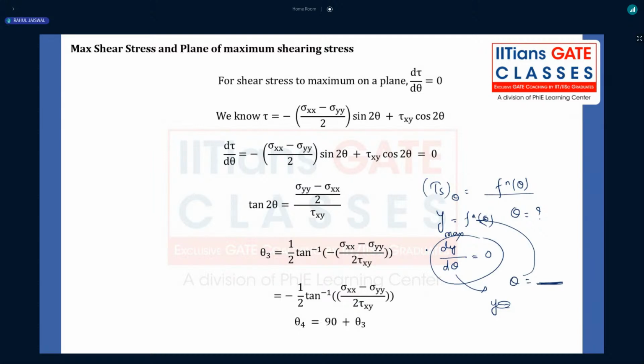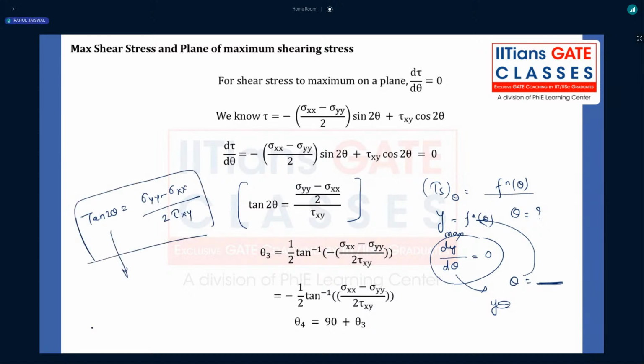I'm assuming that you have not covered so much mathematics, so I am telling you from the basics so that you can understand what they have done here. d tau by d theta is directly equated to 0. Why do we do that in mathematics? To get the maximum value of some dependent variable. Here the dependent variable is tau, which depends on theta, the independent variable, right? So here you will get tan 2 theta once again. The formula is tan 2 theta equals sigma yy minus sigma xx divided by 2 tau xy.